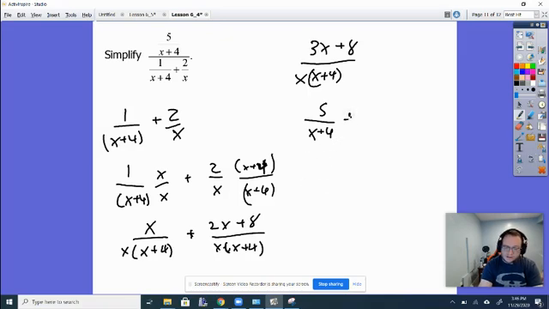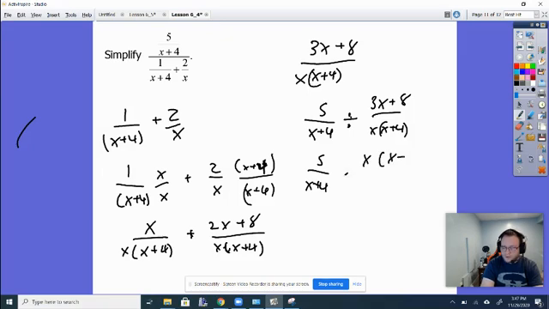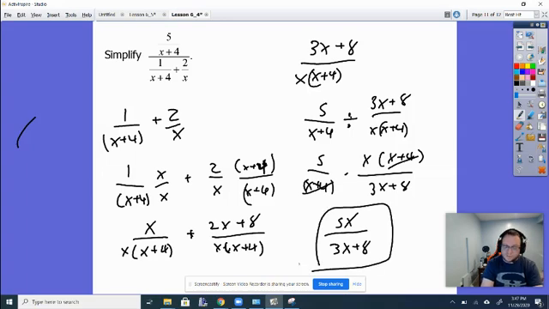And just say, let's use that old school division symbol here and say 3x plus 8 over x plus 4. Now remember, keep flip change. So 5 over x plus 4 times x plus 4 over 3x plus 8. Now multiplication, we can cancel these guys. We're left with 5x over 3x plus 8. And then there's my solution.